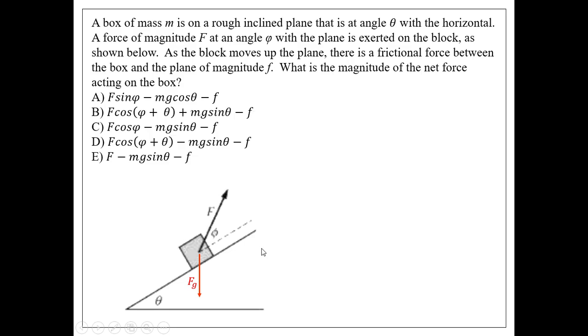All right. So here's my F of g. I want to break it into its components. This is F of g y, and this is F of g x. Right. So F of g x is going to be mg sine theta. The angle of the incline will be the same as this angle here.